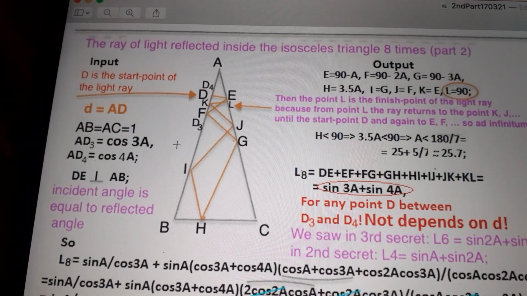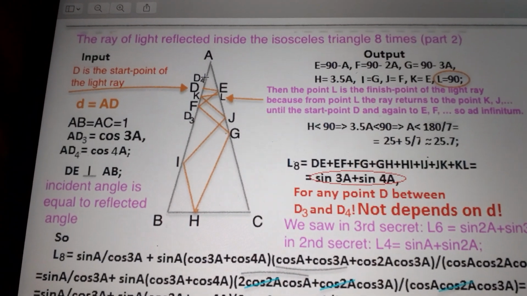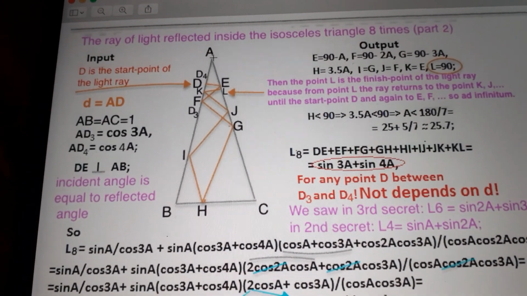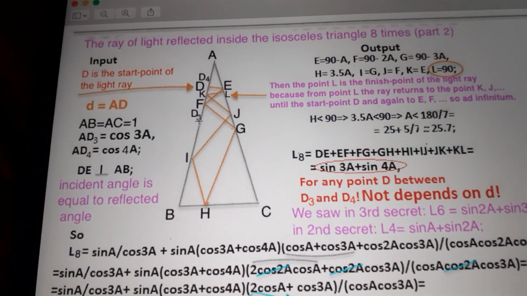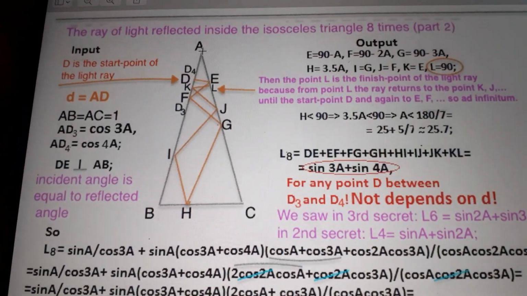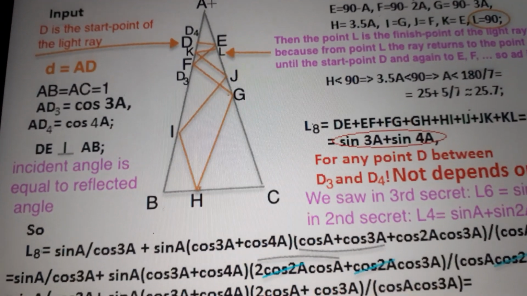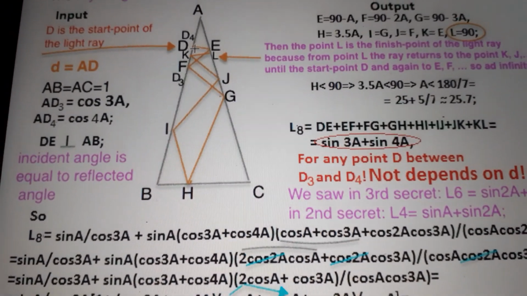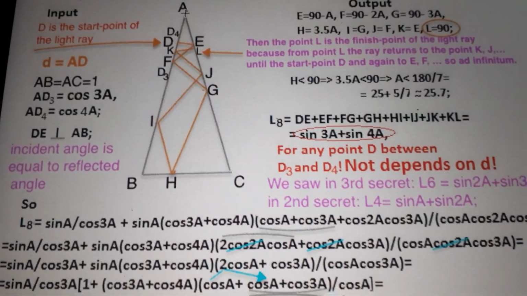And point D is located between points D3 and D4, and the distance from A to D3 is cosine of angle A multiplied by 3, and the distance AD4 is equal to cosine of angle A multiplied by 4.